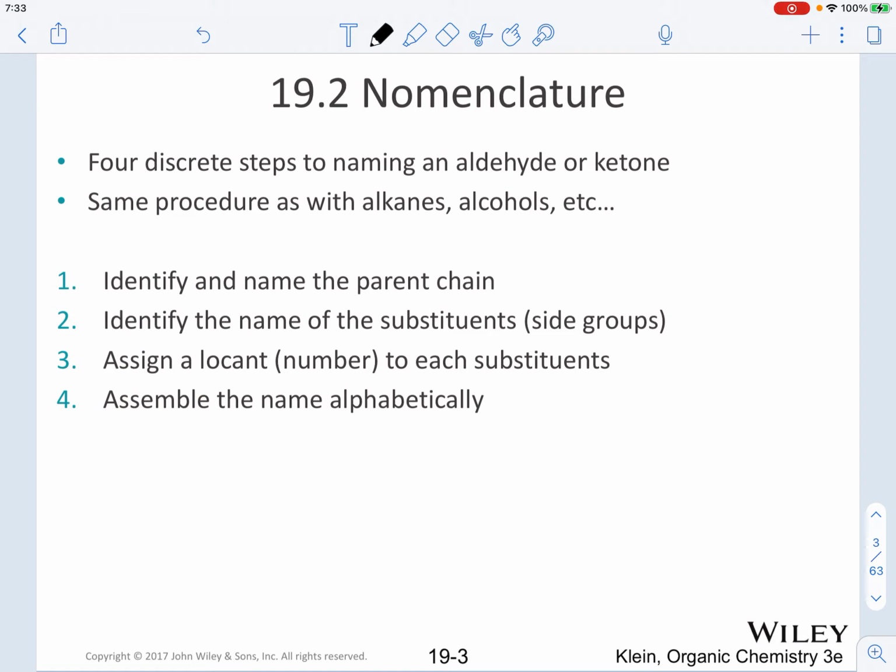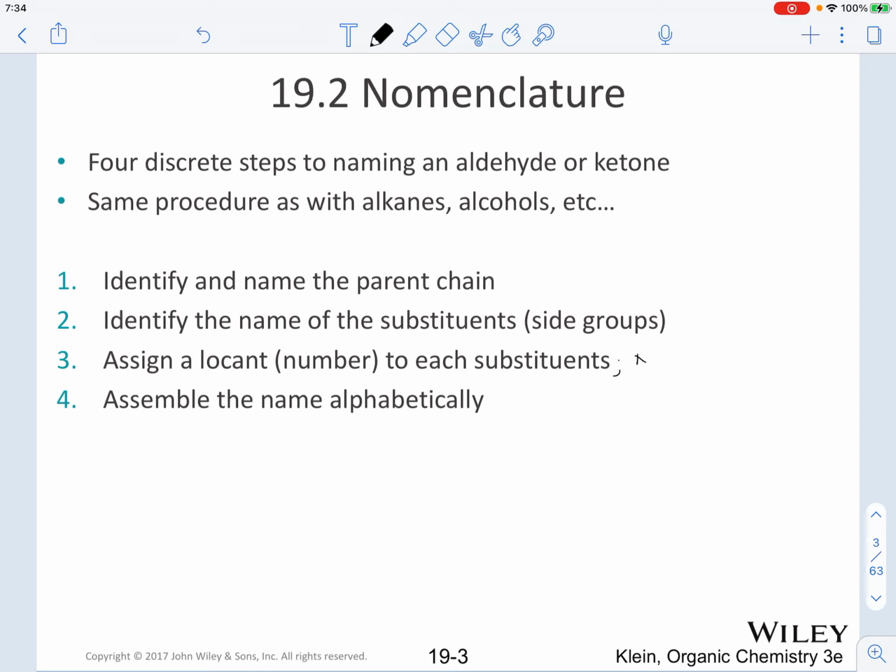Now we are going to discuss the nomenclature rules for these functional groups. There are 4 discrete steps that are utilized in order to name aldehydes or ketones. And understand that these steps are not going to extend too far away from how we know to name alkanes, alcohols, and other functional groups that we have discussed previously. The first thing is to identify and name the parent chain. Then we are going to be identifying the name of the substituents or the side groups. We're going to be assigning a locant or a number to each of the substituents.